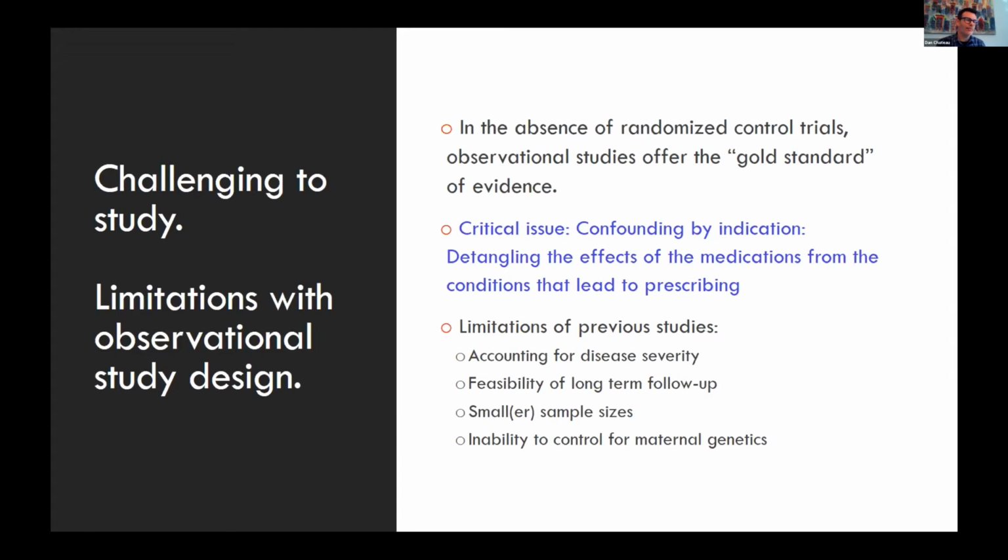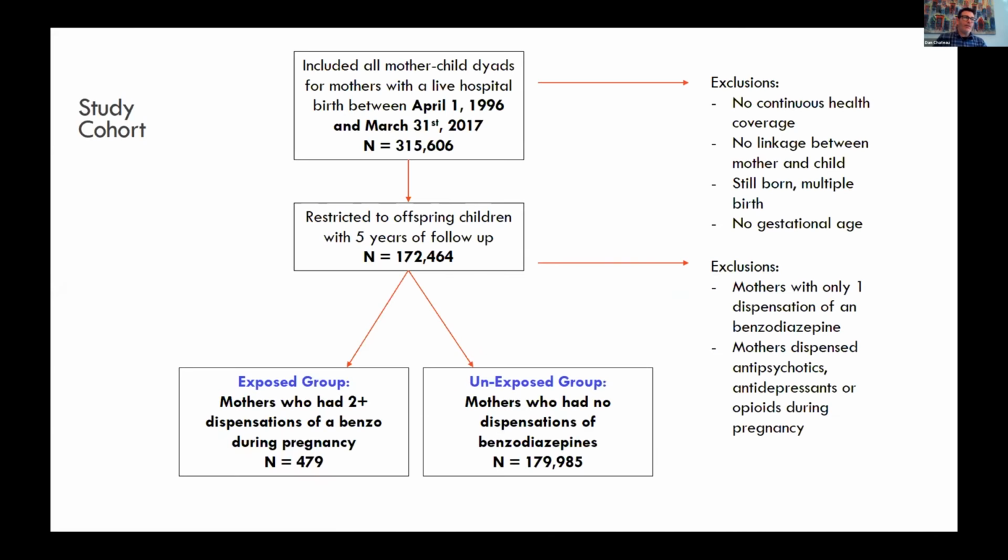And so we're using some methods to try to address disease severity, some longer term follow-up, and smaller sample sizes. In the end, out of 315,000 pregnancies that we looked at, we were down to 172,000 that we needed at least 5 years of follow-up because ADHD doesn't happen when you're one.